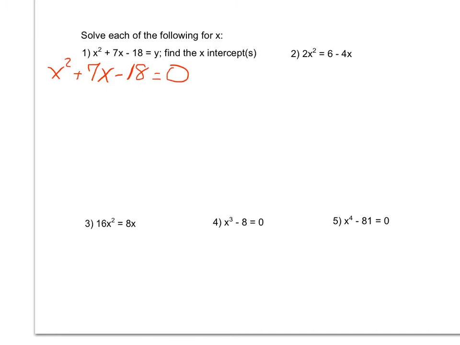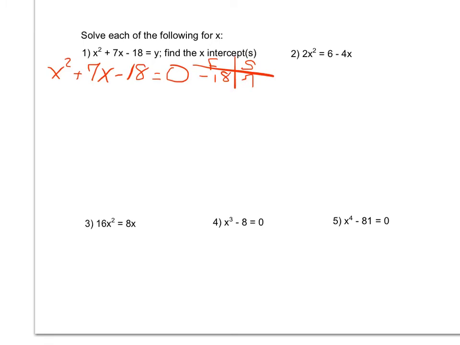Now in order to solve this, I first asked myself, could I use square roots? But because I have a linear term, I cannot use square roots. So next I'm going to ask myself, is this factorable? Well, I see I have a trinomial with a coefficient of 1, so I'm going to use a factor sum table. I'm going to do factors of negative 18 with a sum of 7.